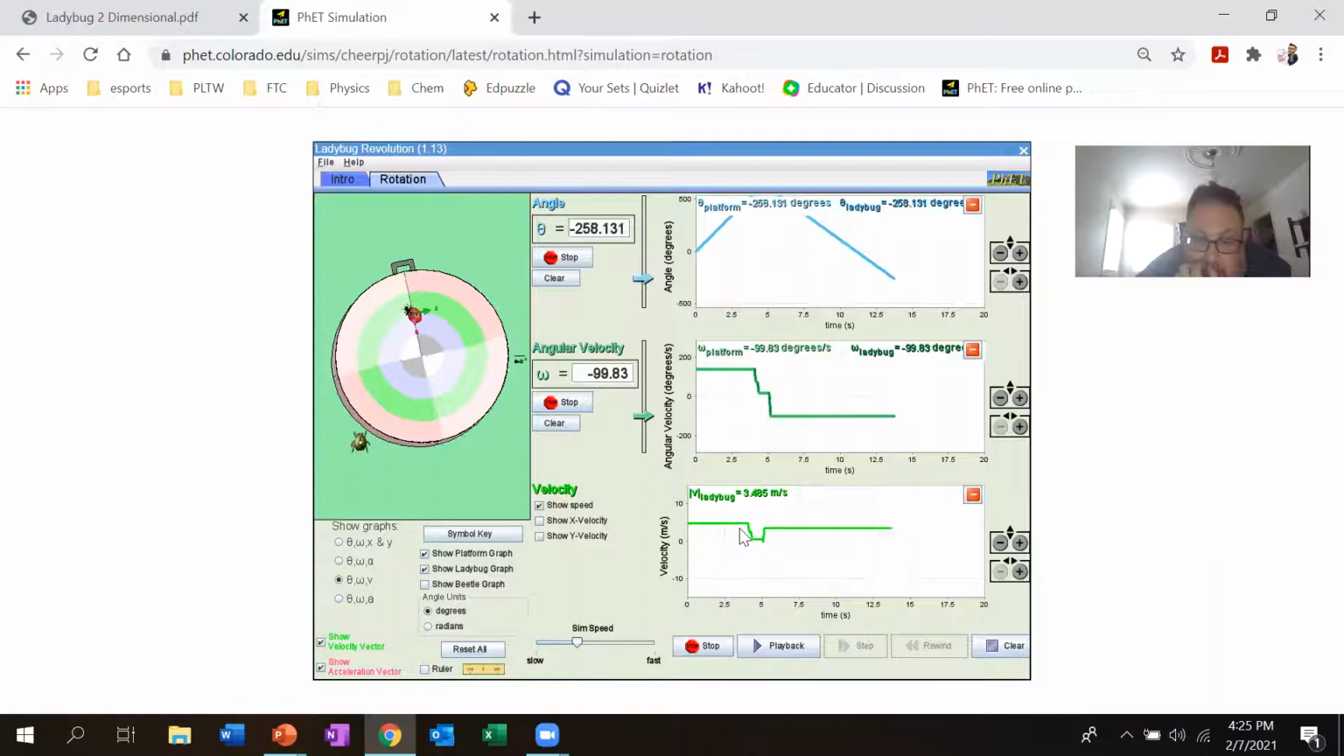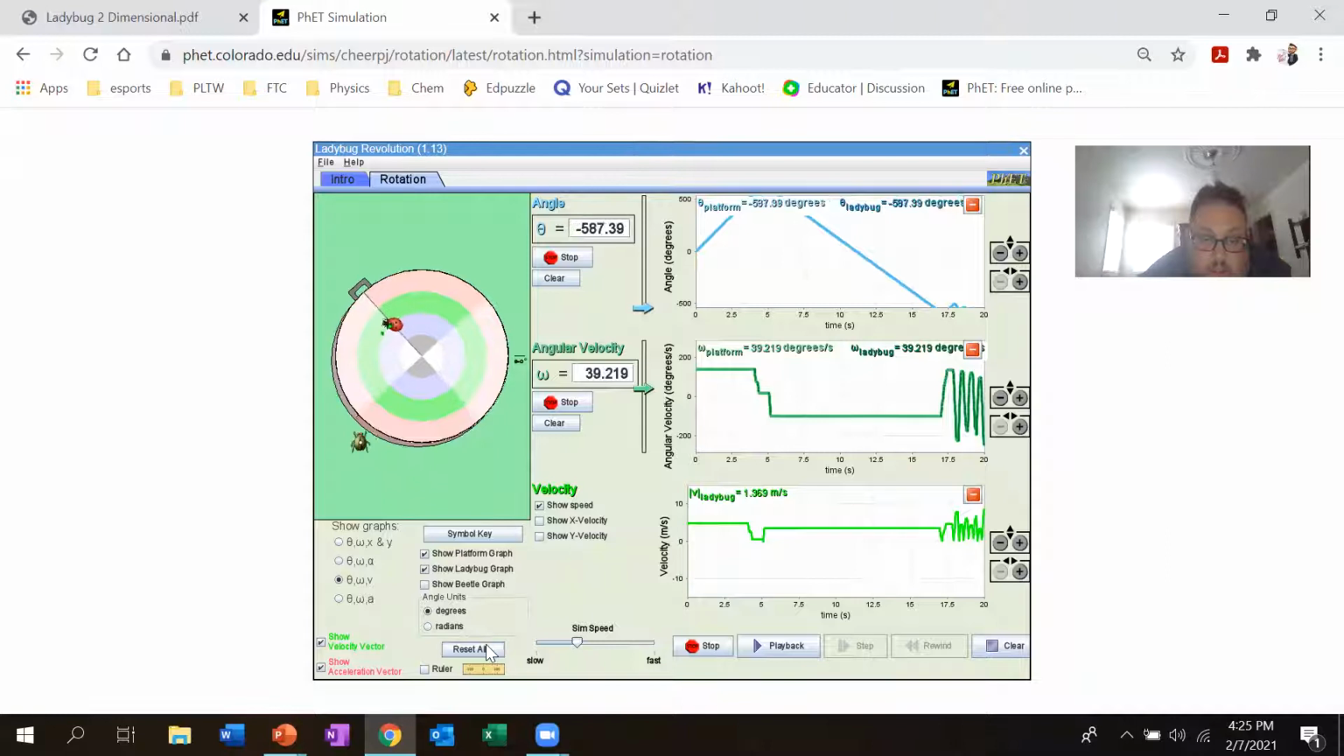Now the velocity of the ladybug did not go negative, it always stayed positive. So generally when we measure tangential speed, we're measuring the magnitude of it, which is one of the reasons why our book just calls it tangential speed and not tangential velocity. You can watch that graph as I turn the direction back and forth, positive and negative. That velocity never gets a negative value, but the angular velocity does.